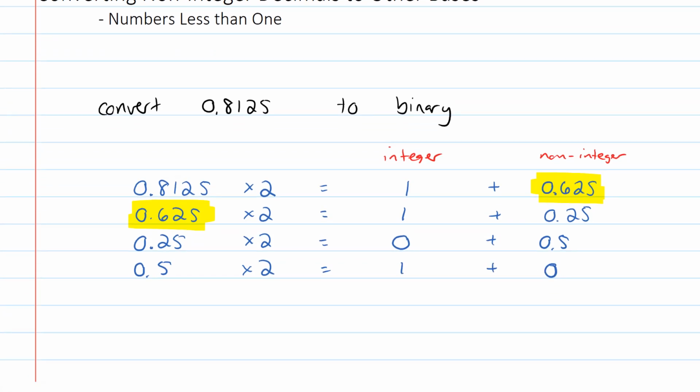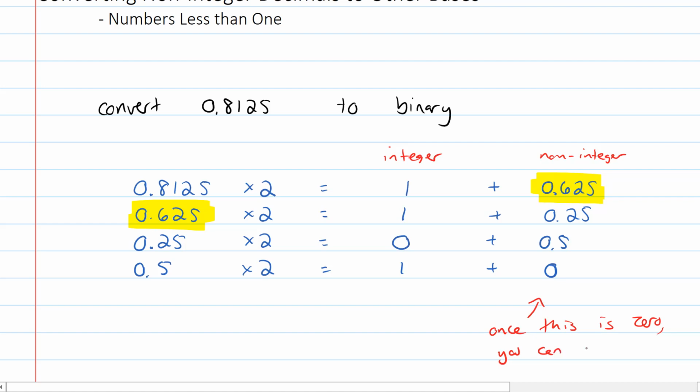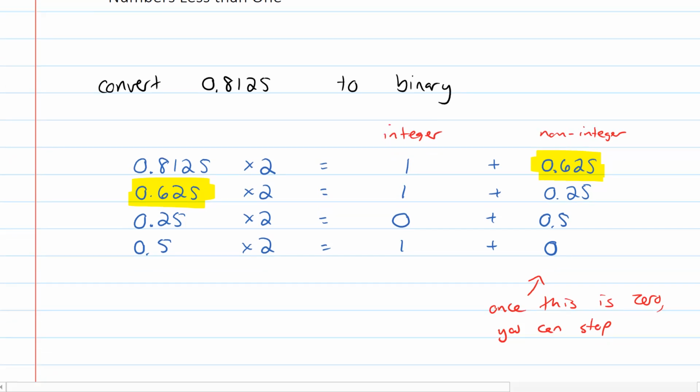And notice the moment that this is 0, you can stop. Now, some of you might be thinking, what happens if this doesn't go to 0? What happens in that instance? I have a separate video that's in the playlist after this one on what happens when you get a repeating pattern.